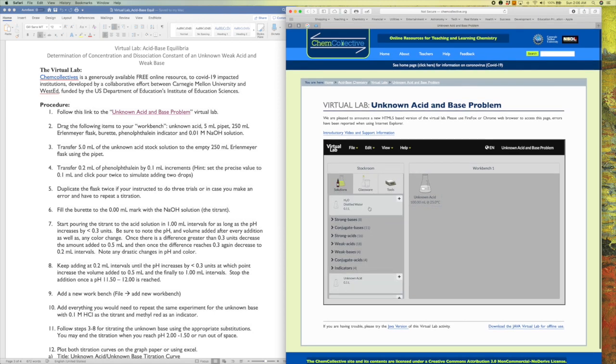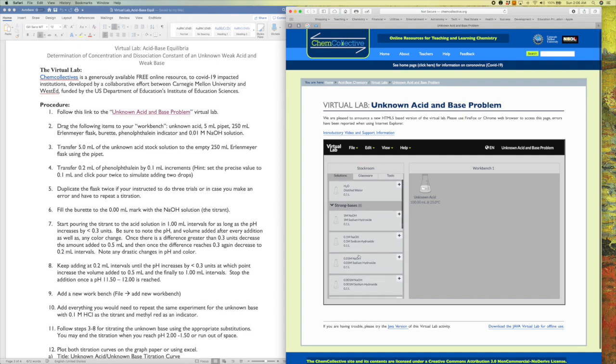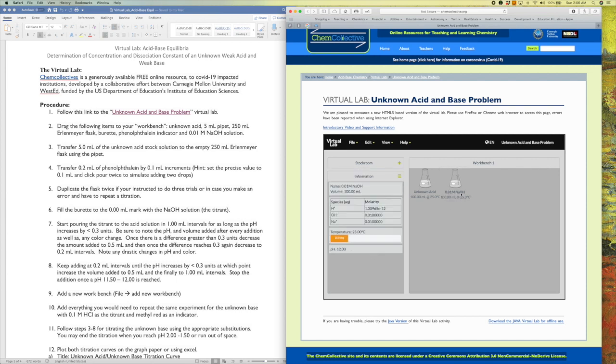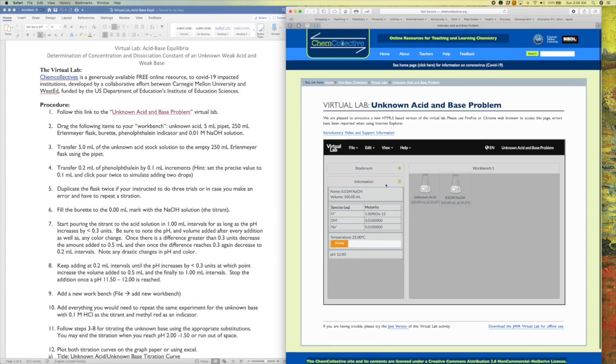And so what I would also need is a titrant. We will be using a strong base as the titrant, and we will be using the 0.01 molar sodium hydroxide solution. Again, you can refer to your write-up for the exact chemicals that you would need.